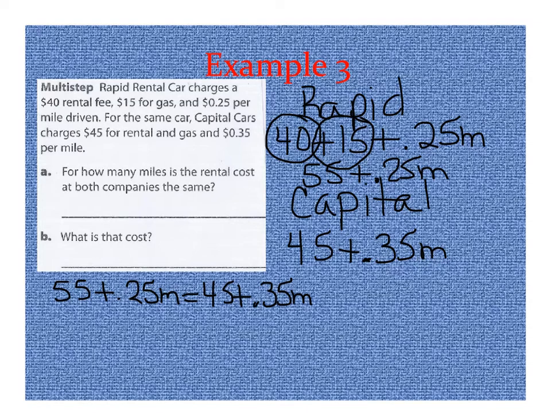We want to get our variables on one side of the equation. It doesn't matter which one you move, I'm just picking 25 cents M. Since it was a positive, we have to subtract 25 cents M. So now when I subtract, I have 55 equals 45 plus 10 cents M.